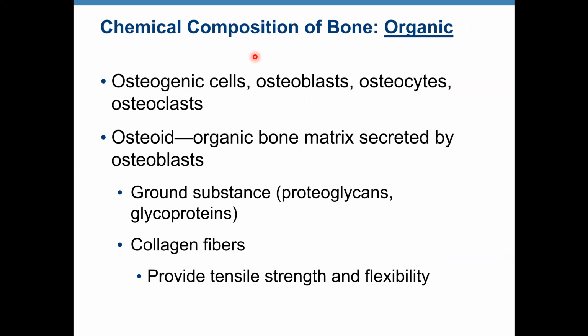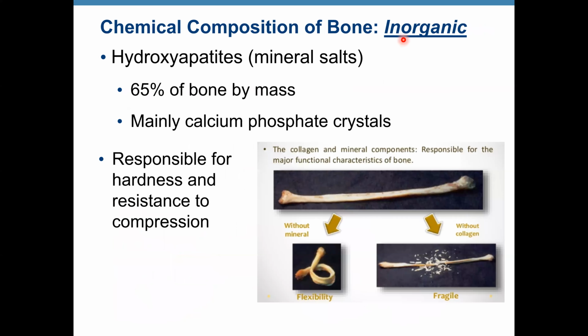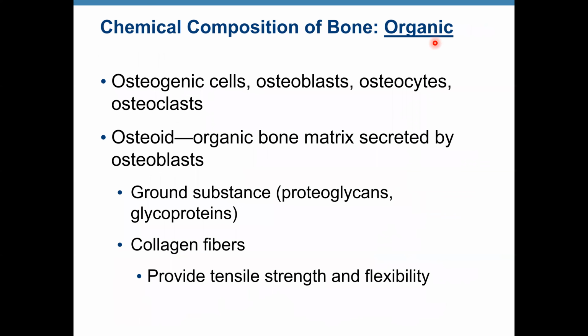Let's look at the chemical composition of bone. So bone is made of an organic part and an inorganic part. The organic part includes, of course, cells: osteogenic cells, osteoblasts, osteocytes, osteoclasts. We already discussed these cells. And another part of bone that is organic is osteoid. Osteoid is organic bone matrix secreted by osteoblasts. So these cells, osteoblasts, secrete osteoid.